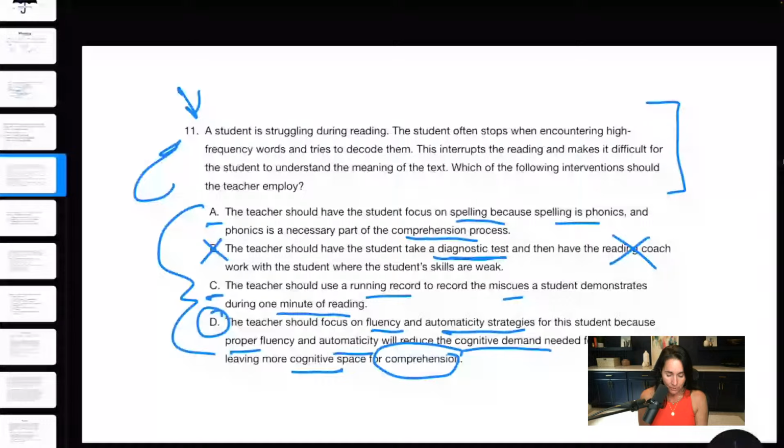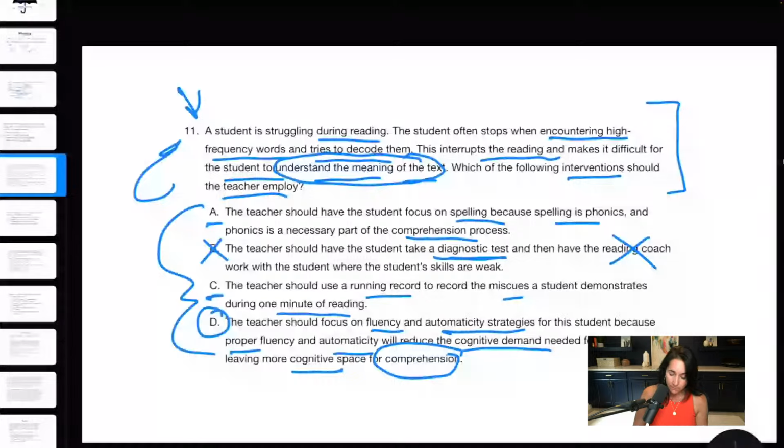A student is struggling during reading. The student often stops when encountering high-frequency words and tries to decode them. This interrupts the reading and makes it difficult for the student to understand the meaning of the text. Okay, this is comprehension, understanding the meaning of the text. Which of the following interventions should the teacher employ? All right, the student is having trouble with fluency, specifically high-frequency words.